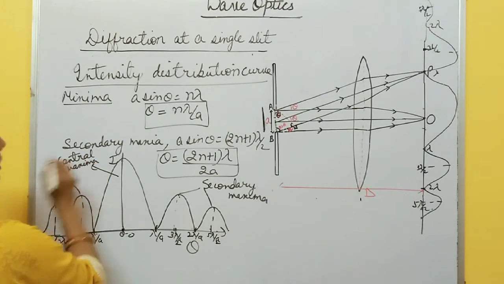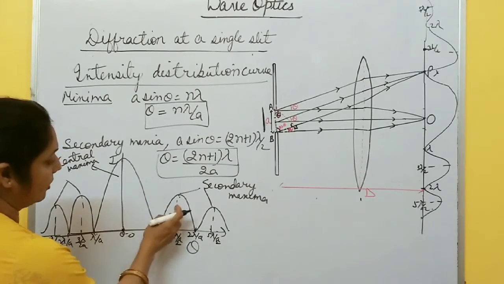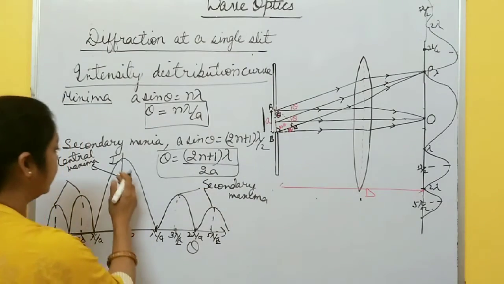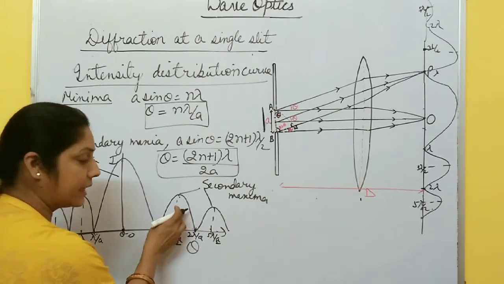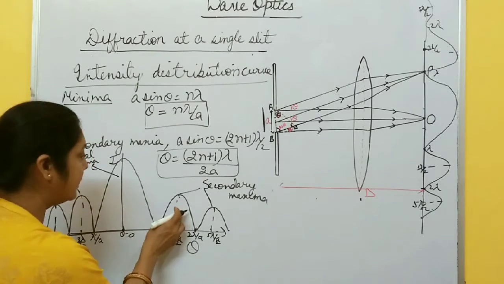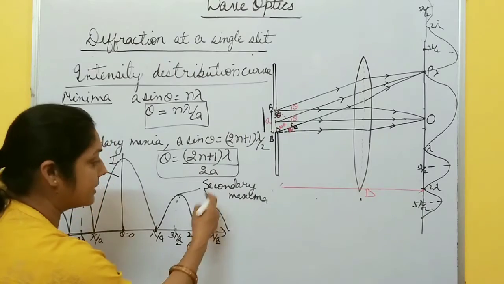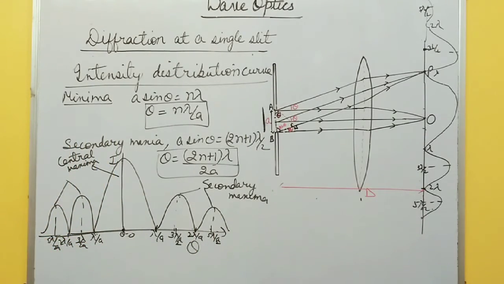So in this way you find that the intensity of secondary maxima goes on decreasing. Central maxima has maximum intensity, then the first secondary maxima has less intensity than that of central maxima, then the second secondary maxima again has decreasing intensity. So this is the intensity distribution curve for the diffraction pattern.